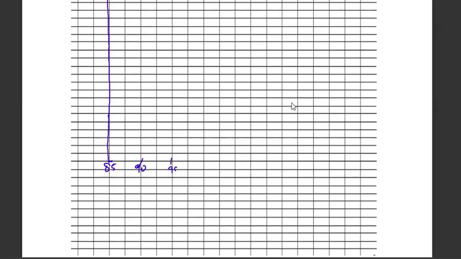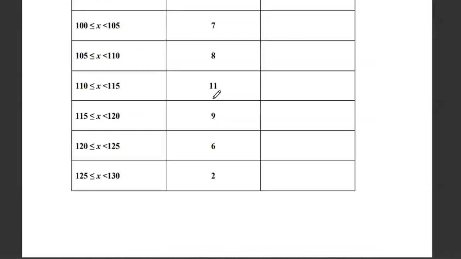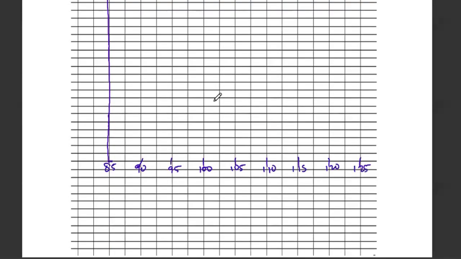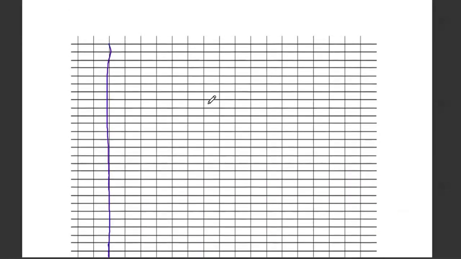And then we have 95. And then we have 100, 105, 110, 115, 120, 125. It goes up until 130. So I can put the 130 somewhere there. And then along the cumulative frequency, okay, this is going to be our cumulative frequency.